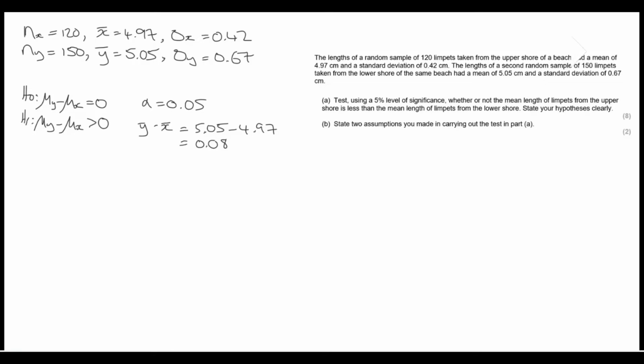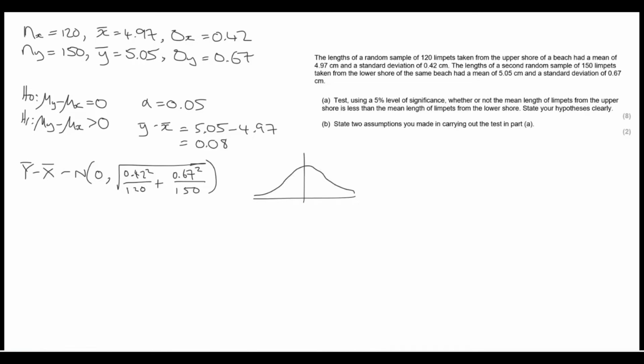So we'll go for y bar minus x bar, and that should follow a normal distribution where the mean is 0, and here we have the standard deviation, 0.42 squared over 120, plus 0.67 squared over 150, and the square root of that is going to be the standard deviation. Square that to get the variance. Okay, so normal distribution diagram as usual, mean of 0. Here's our test statistic, our observed value. What's the probability that it's greater than that?